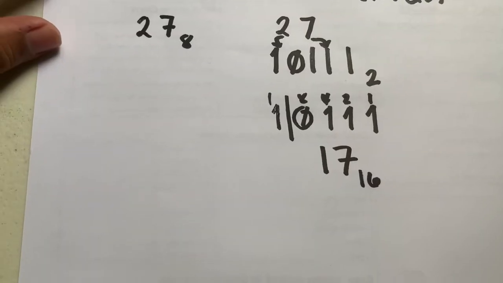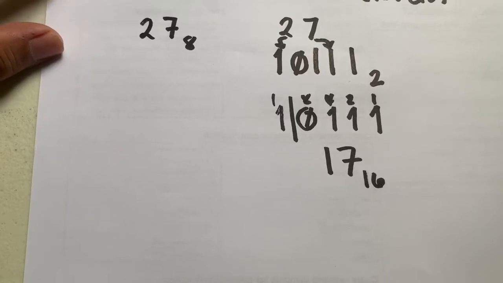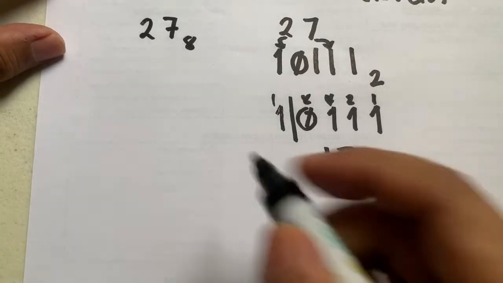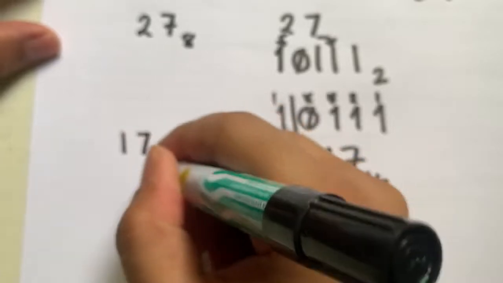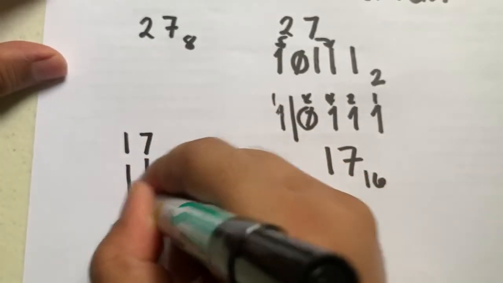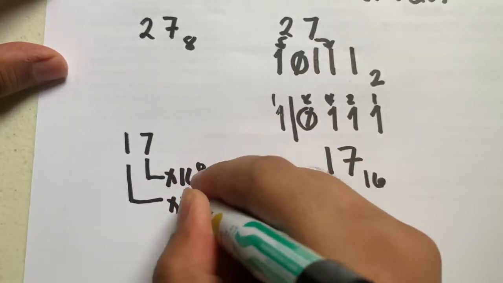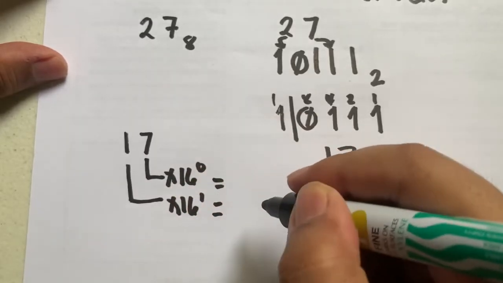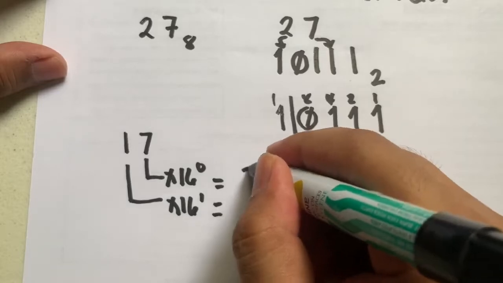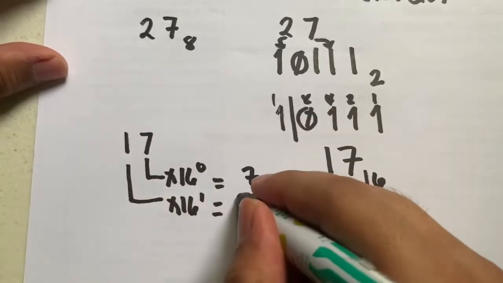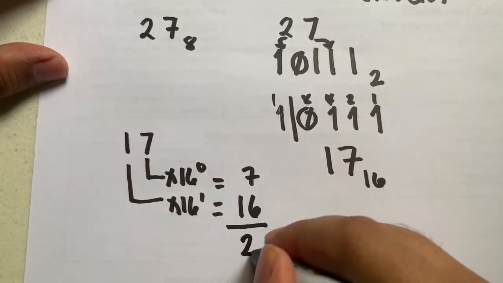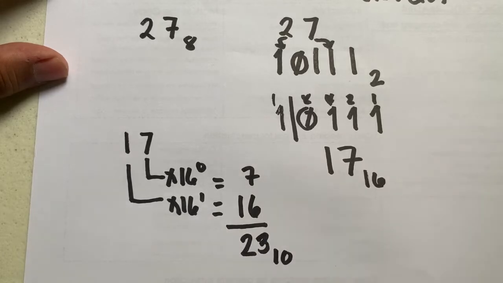To convert it to decimal, let us use the hexadecimal equivalent, so we have 17. Since that is in hexadecimal, that is times 16 raised to 0, times 16 raised to 1. So we have 7, and 16 times 1 is 16. So the decimal equivalent is 23.